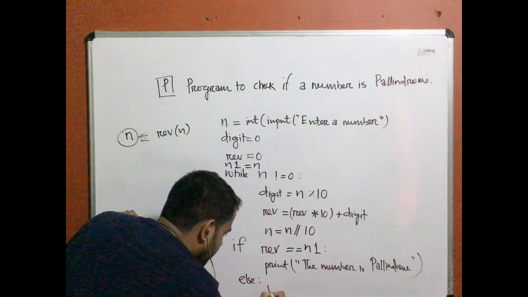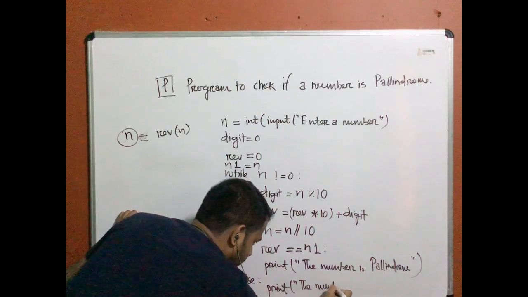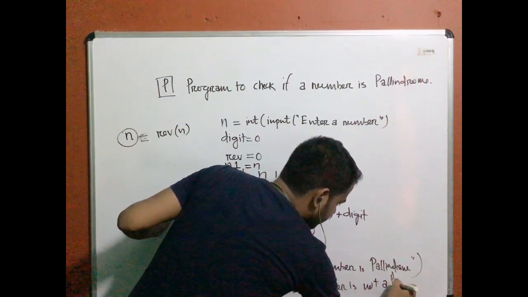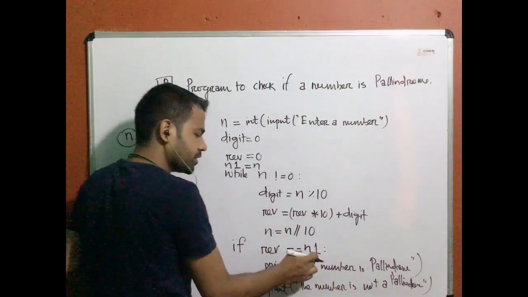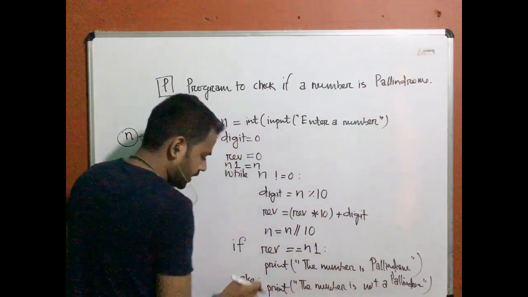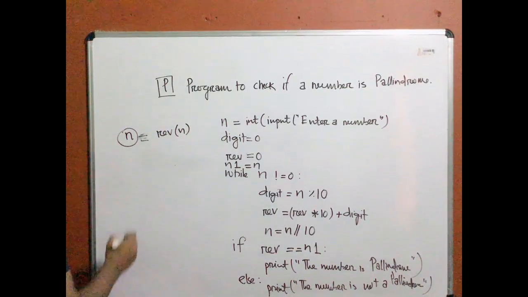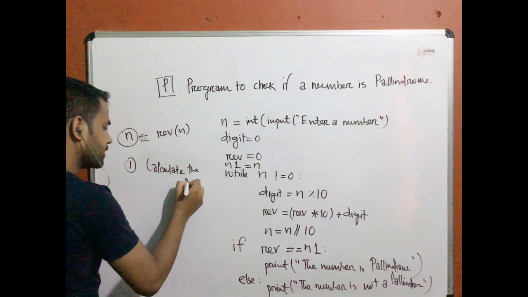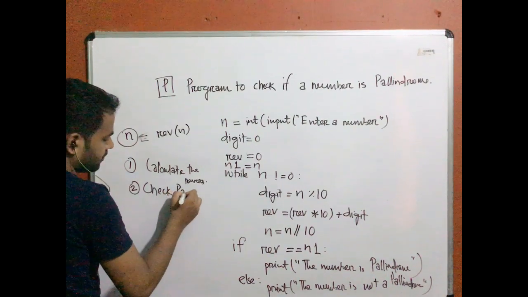Else you write print the number is not a palindrome. Simple. If the reverse and the original number both are equal, then print the number is palindrome. Else you print the number is not a palindrome. So in this video we covered two important programs, one to calculate the reverse, and we also studied how to check a palindrome.